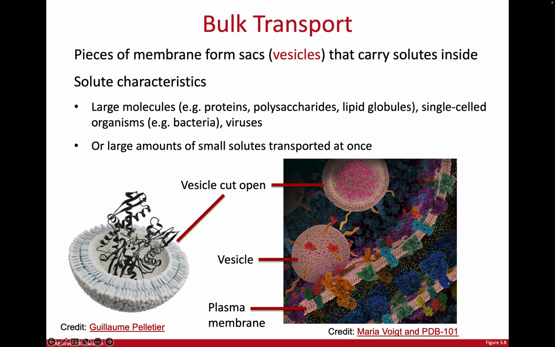So you can see some examples of vesicles down here. This is a cut through on the left and a protein in the middle of the vesicle. And you can see it's made of phospholipids, the same as all the membranes. And then on the right, here's another vesicle cut open, and then a vesicle that's not cut open below it. And you can see inside the cut open vesicle, there's all these pink particles, which are what the vesicle's carrying. And you can see that the bottom vesicle is going to be fusing with the plasma membrane. You see how it's getting really close to it. And that's because that's going to move that substance outside the cell in this case. So you can also move large amounts of small solutes at one time using bulk transport.